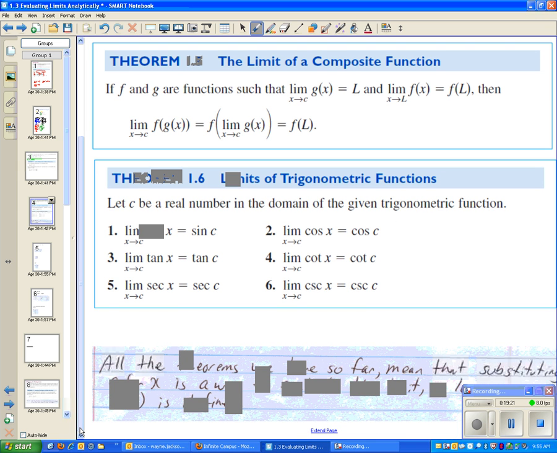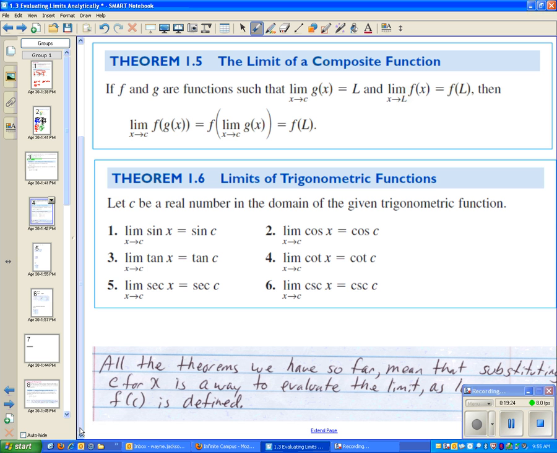Okay? Look, substitution works for all the 6 basic trig functions. What's the limit of the sine of x as x approaches c? Whatever the sine of c equals. What's the limit of the cotangent of x as x approaches c? Whatever the cotangent of c equals. And so forth.